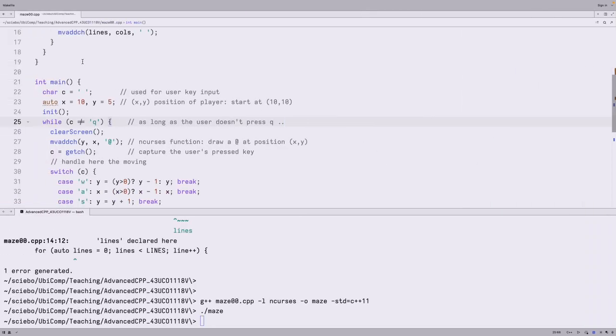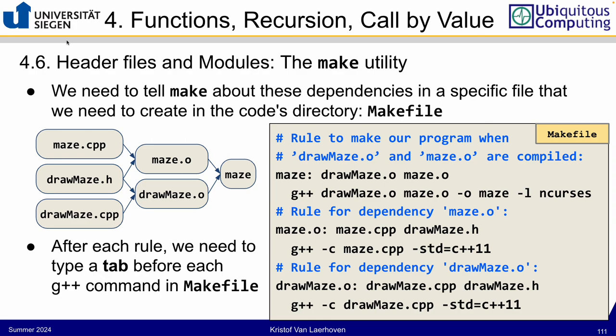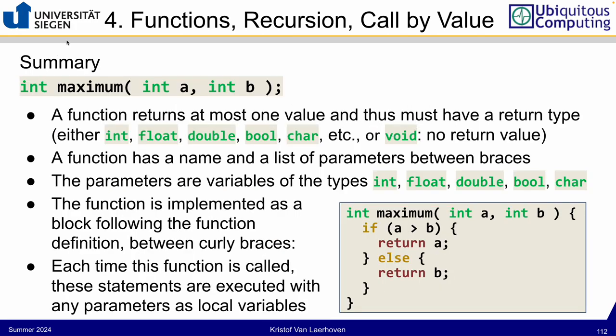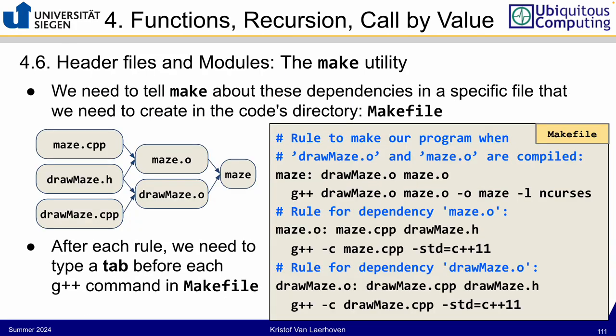So let me quickly show this as well. Oh, no, I can't. I don't have it here. But anyway, you have the code. It's also in the GitHub repository. So if you look at it there, you will see also the make file. You will see the three source files, so the drawmaze.h and .cpp, as well as the maze.cpp. If you download those, and if you type make in the command line, then it should immediately look at your make file and then automatically execute the right commands.